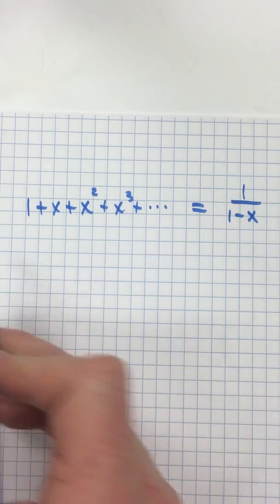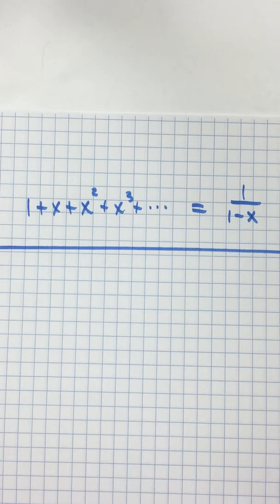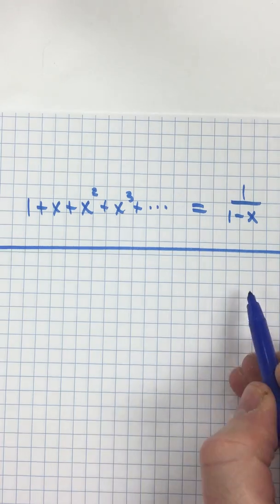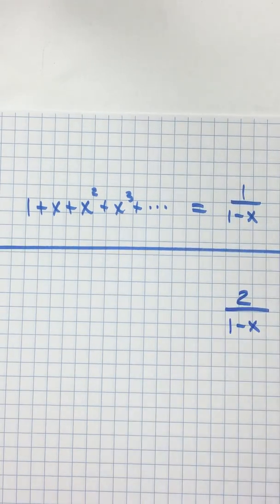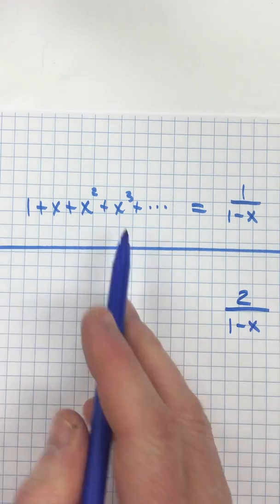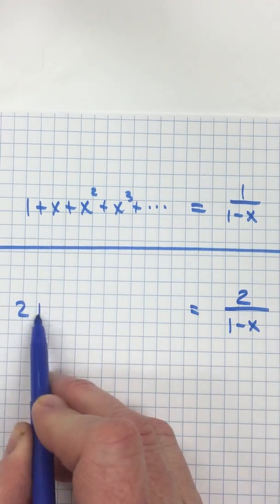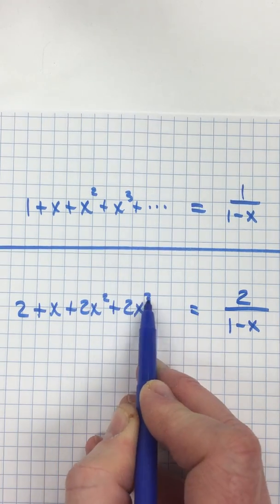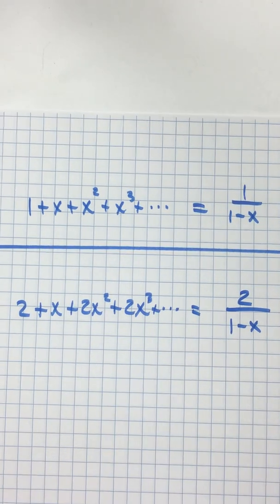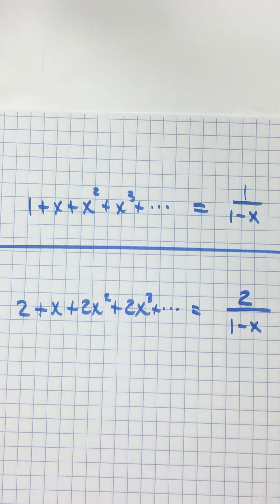So for example, I can multiply both sides by a number. If I wanted to find the power series that represents this, all I'd have to do is take this side and multiply everything by 2. And that would still be equal, because in algebra you can multiply both sides. Of course, you can also divide. You can do other things.